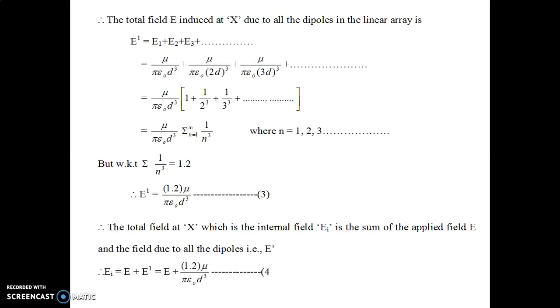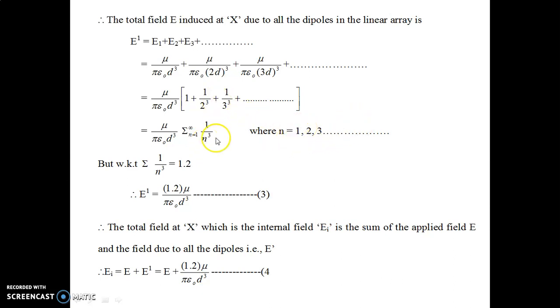Now let us see what is the total field induced at x due to all the dipoles in the linear array. You take it as E dash, the total internal field. E dash is equal to E1 plus E2 plus E3. Just substitute the equations of E1, E2 and E3. In the equation, mu by pi epsilon d cube is common, leaving 1 plus 1 by 2 cube plus 1 by 3 cube, etc. You can write it as the summation, sigma n equal to 1 to infinity, of 1 by n cube, where n is equal to 1, 2, 3, etc.